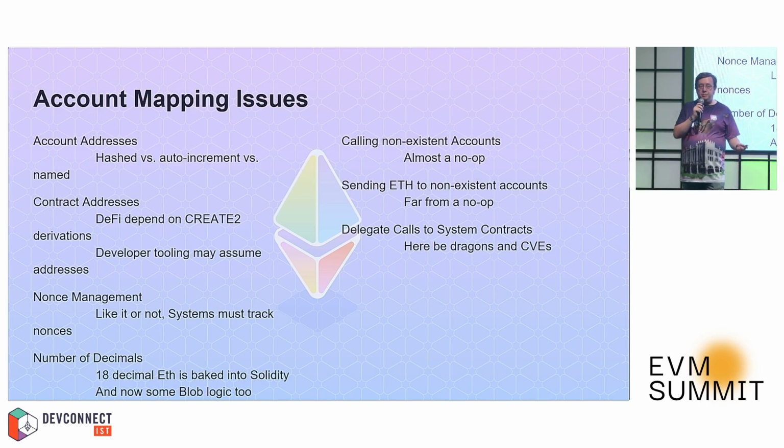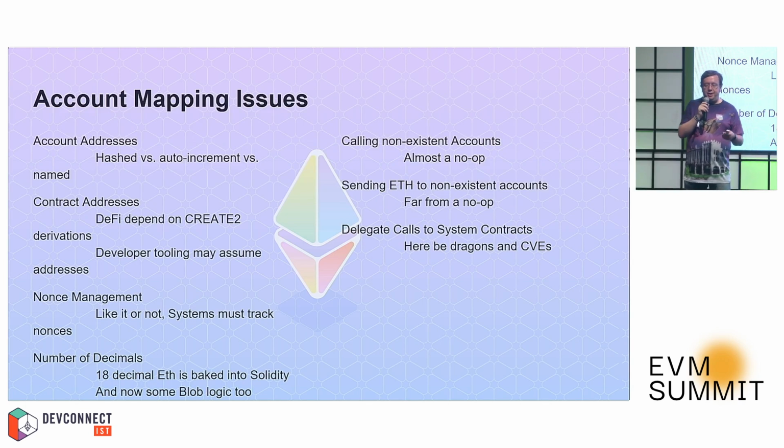The next issue is nonce management. Like it or not, you have to have nonces. Then little things like the number of decimals. I know MetaMask says there's an API that says your blockchain can support any number of decimals, but it ignores it, and everything's 18 decimals. So if you want quality EVM equivalence, you need to support 18 decimals for your native token.